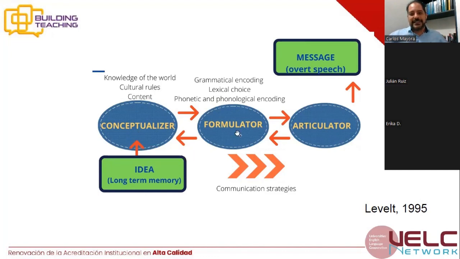Then there's a second stage, formulation, in which that idea is transformed into a phonetic and phonological shape. It's given words that represent the meaning, and it's given a grammatical structure. Okay, so we transform ideas into language messages. And then there's the articulator. The articulator refers specifically to the parts of your lungs, your mouth, your tongue, putting together this message and articulating it.